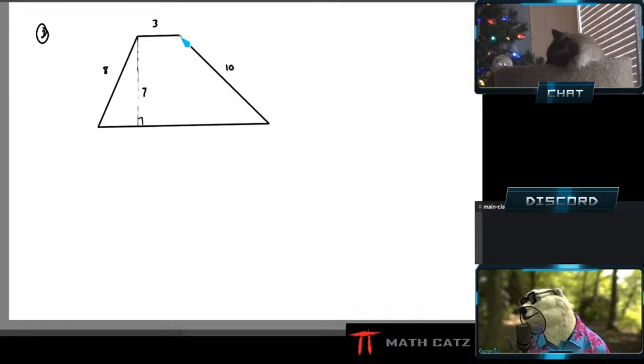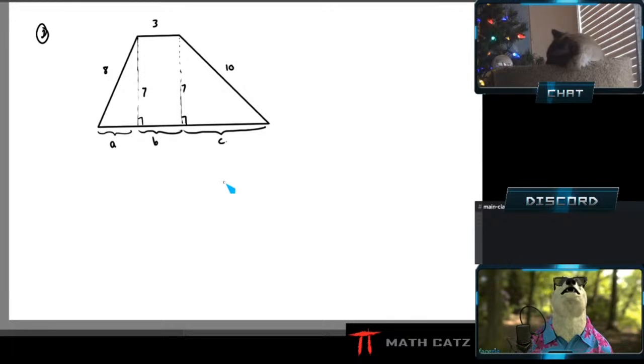So let me break it down into sections. I can go from this top vertex down perpendicular as well. That would be 7. And let's call the pieces A, B, and C. Doesn't matter, right? Just for us to keep track of it. Actually, I didn't need the B, right? The B is obviously 3. So actually, I only need 2 lengths to calculate.